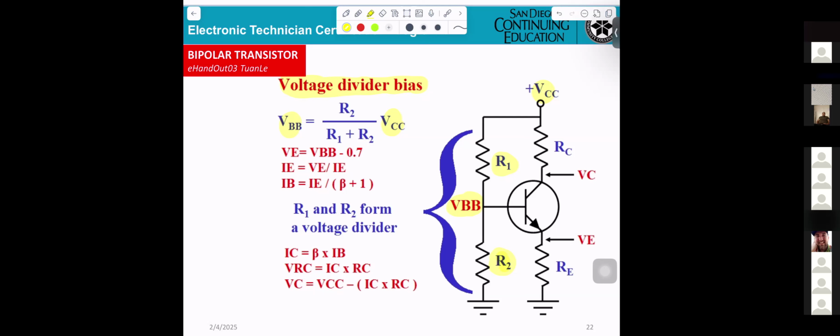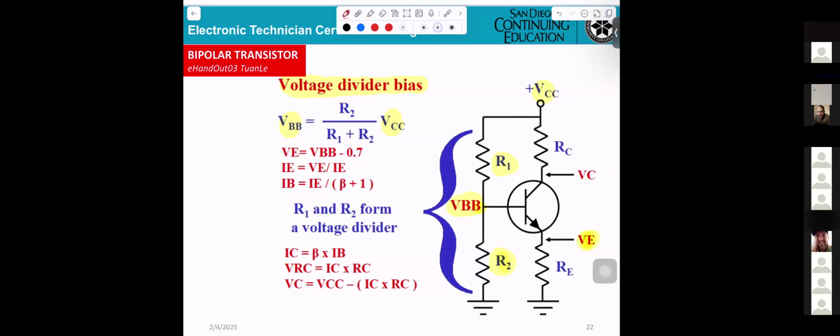Make sure if you get a question, anything, just bring it up. Which one will be really needed for you guys? So we want to emphasize: if you want to calculate the VBB, you're using the voltage divider law. Now VE right here, VE equals VBB minus 0.7.